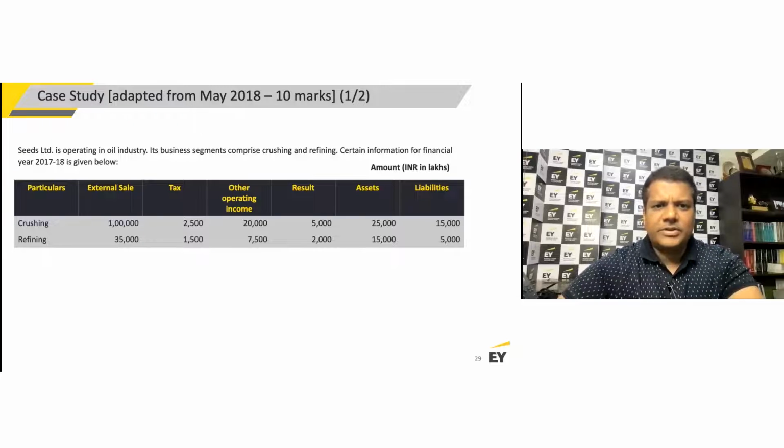Assets 25,000, 15,000. Liabilities 15,000, 5,000. Liabilities are not a criteria, right? Additional information.